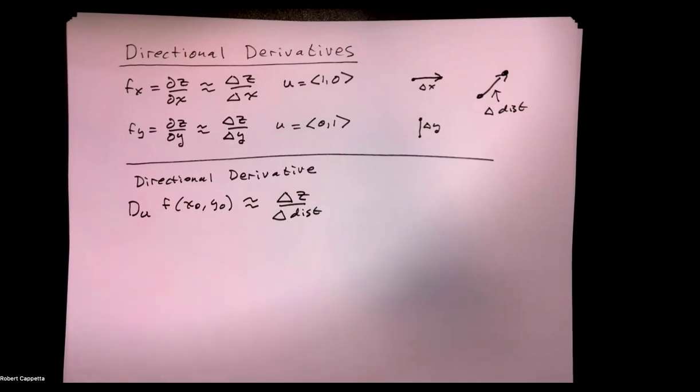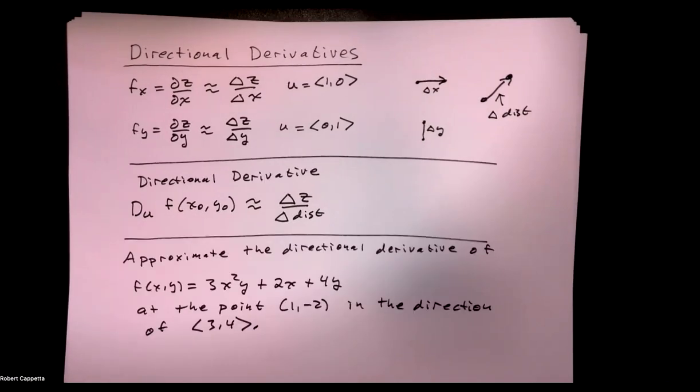So let's look at a sample question. We want to approximate the directional derivative of this function. F of xy is 3x squared y plus 2x plus 4y at the point 1, negative 2 in the direction of 3, 4. So we're going to start at 1, negative 2. That's going to give us our initial z value by plugging it in here. And I'm going to move just a little bit in the direction of 3, 4.